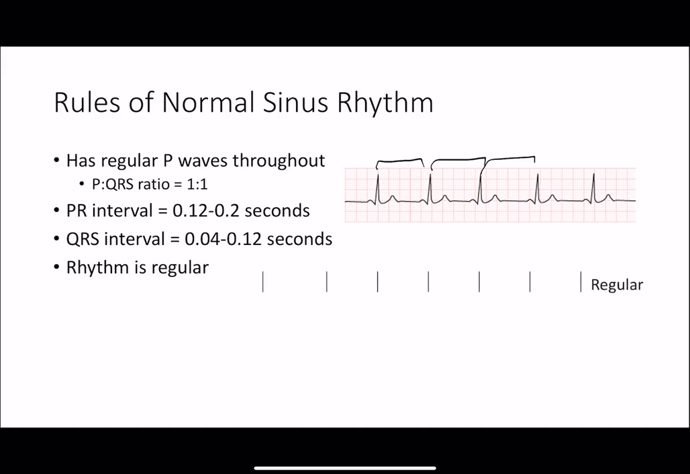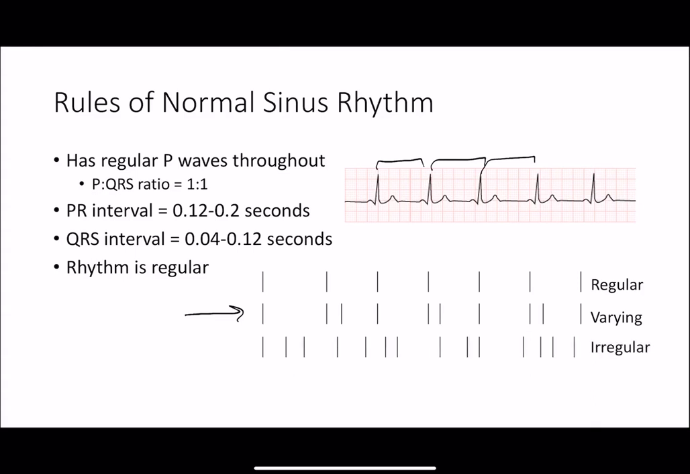I drew this out to go through the different rhythm disturbances. This is a regular rhythm, the same number of spaces between each beat. You can have a regular rhythm that is varying. There's a pattern here. It's abnormal, but it is regular. Every other beat, there's like a double. Or you can have a truly irregular rhythm where there's no rhyme or reason, no pattern, just random heart rates going throughout.